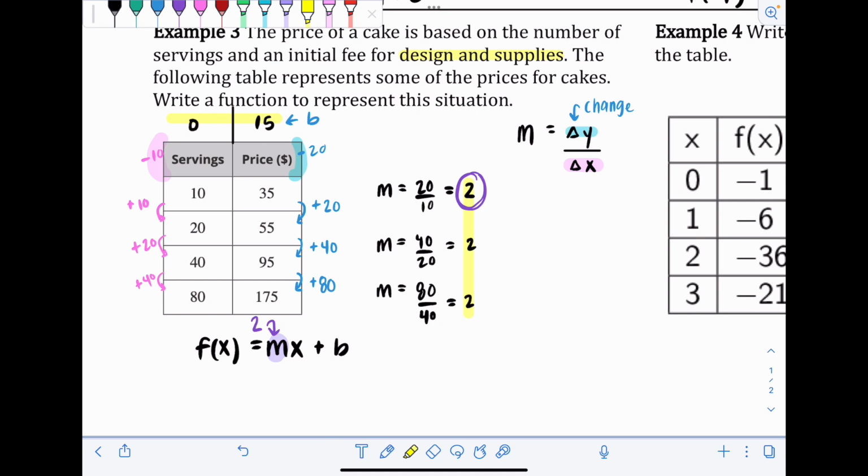Okay, so when you're looking at a table and you want to find b, you have to go all the way backwards until you get to 0 on the x side. And the other side, the y side of the table, is going to give you b. So we would put 15 in for b, and that would give us our function. So it would be f of x equals 2 times x plus 15. The rate of change, they charge $2 per serving, and then they charge an initial fee of $15 for the design and the supplies. So our final function is f of x equals 2x plus 15.